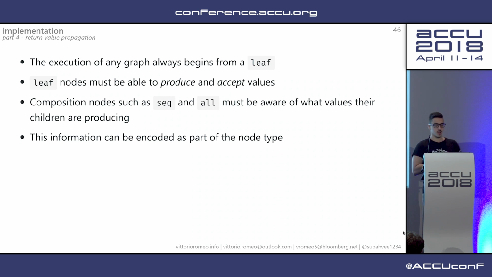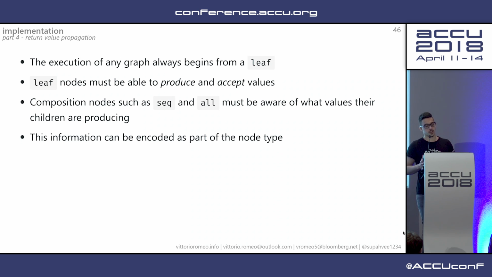So now we're going to deal with return value propagation. And this is going to be a little bit tricky, but let's begin by looking at leaf node and understanding that the execution of any graph always begins from a leaf node. It doesn't matter if you have a when all, it doesn't matter if you have a sequential. Eventually, you're going to start somewhere, and you're going to dive deep into those nodes, find a leaf, and start from there. So the leaf node is kind of special in that you must be able to produce and accept values, and it needs to know what value it's going to accept at the beginning, because it's going to be the first one to be executed.